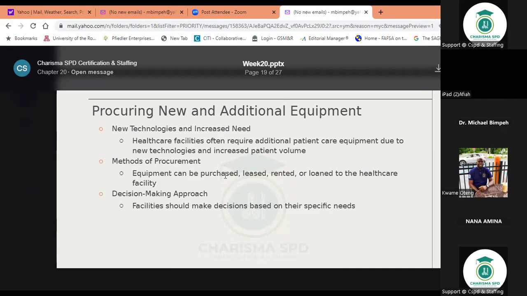So whether to purchase, lease, rent, or loan, trust me, so many decisions will have to be taken. It depends on so many things, how frequent that case comes up, or those things. Decision-making approach. Facilitators should make decisions based on their specific needs. You see, the needs analysis.